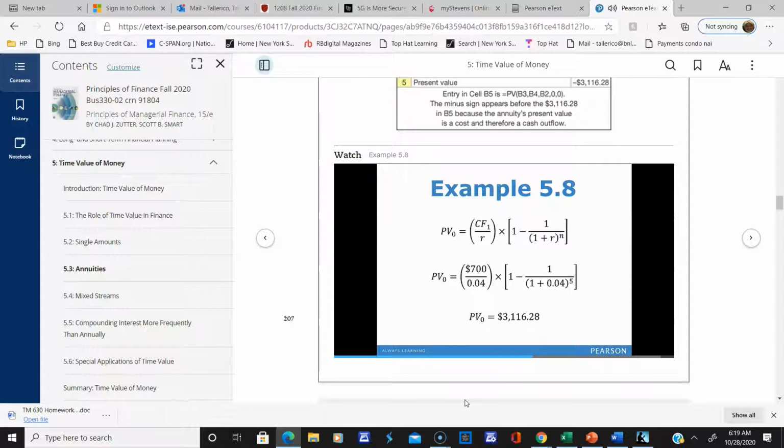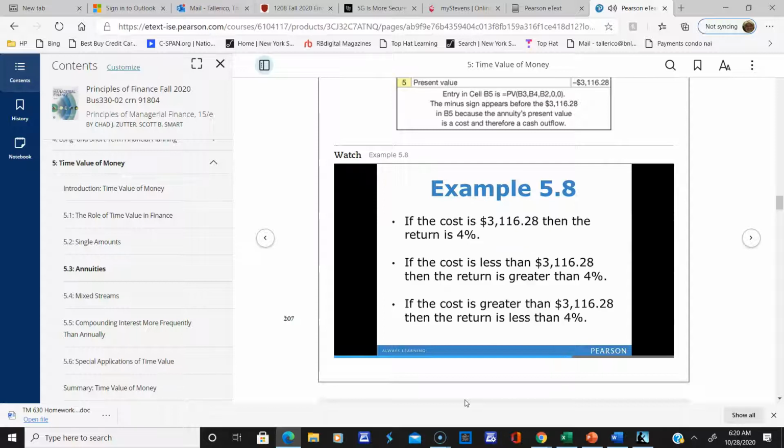If the firm's required rate of return is 4%, then we can determine that the annuity stream of 5 $700 payments is worth $3,116.28 today. This means that if the firm pays $3,116.28 today and later receives the 5 payments of $700, it will earn a rate of return of exactly 4% on its investment. If the firm could acquire these payments at a lower cost, then it would earn a rate of return above 4%. But if it has to pay more than $3,116.28, its rate of return would be less than 4%.